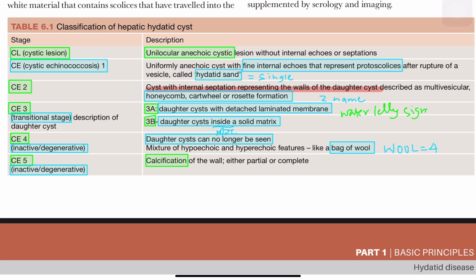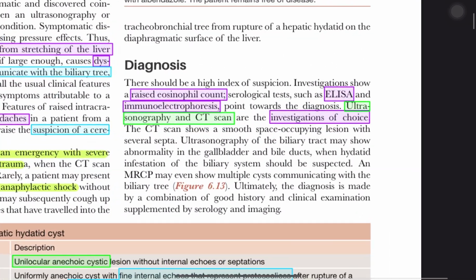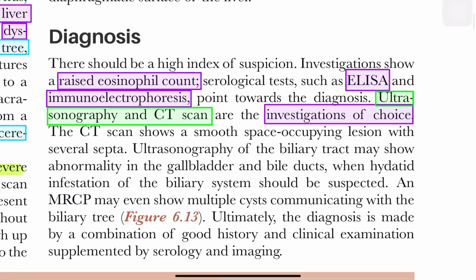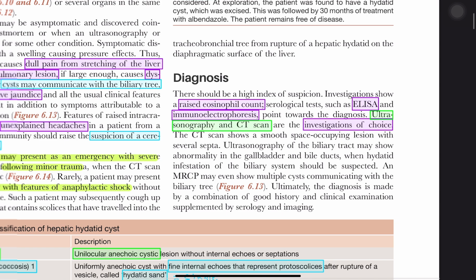We will see in other books. Then 4 and 5 are inactive or degenerated cysts. Daughter cysts can no longer be seen in 4. Bag of wool, wool is 4 letters, so 4, and 5 is calcification. Now come to diagnosis. In diagnosis you may get raised eosinophil count, ELISA test or electrophoresis. Ultrasound and CT scan are the investigations of choice as per Bailey.